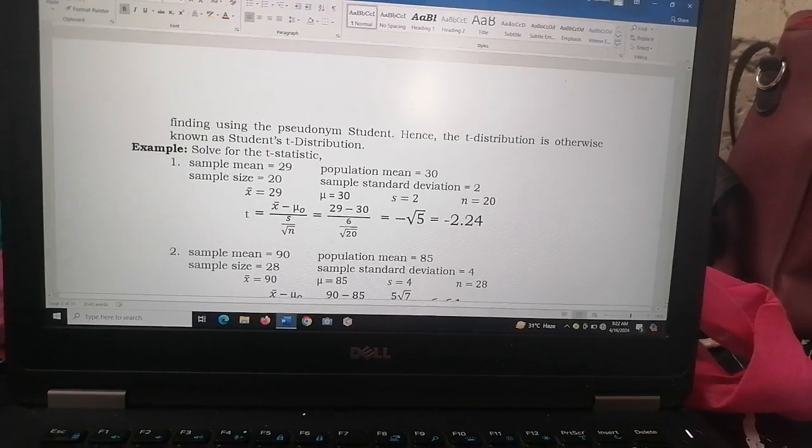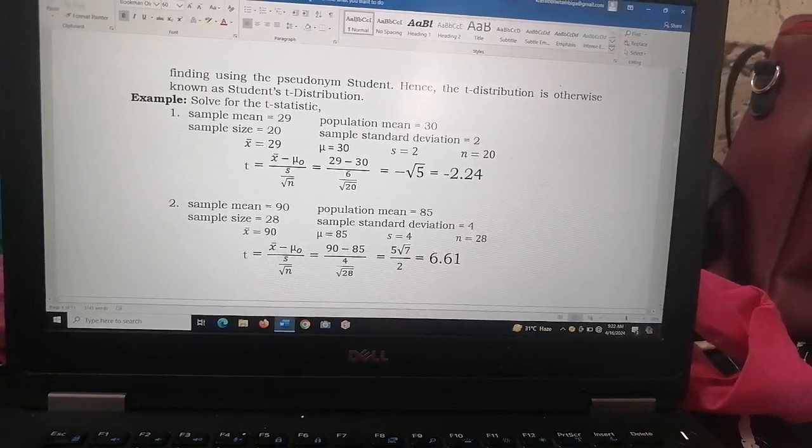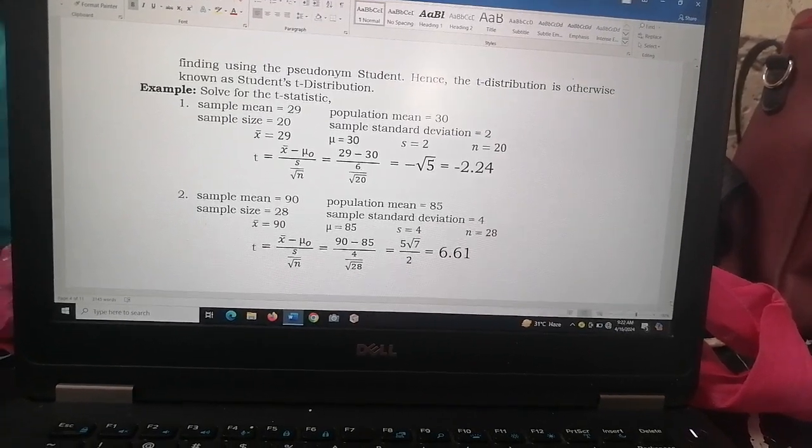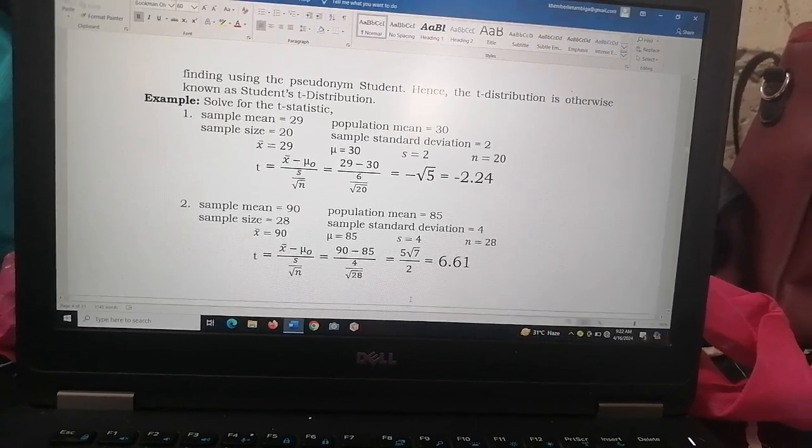So, example: solve for the t-statistic. How are we going to solve for the t-statistic? We are going to use the student's t-distribution formula.